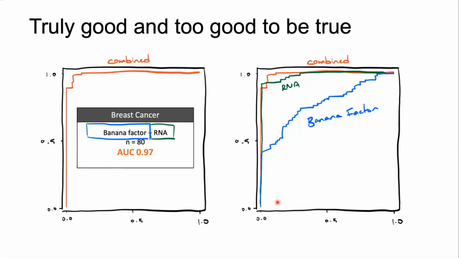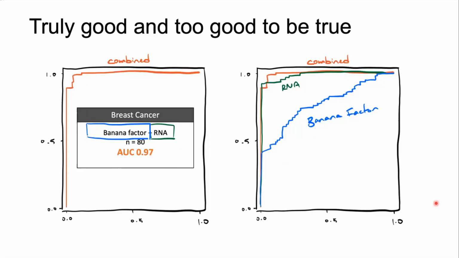It turns out that RNA alone gave you a pretty good AUC of 0.94, and the banana factor alone was pretty terrible at 0.6, which means that in combination, the bananas only increased the absolute AUC by 0.03, right? And if you think of these as percentages, an absolute increase of 3%. I mean, who cares about 3%? Maybe some people do, and we'll talk about that as well.